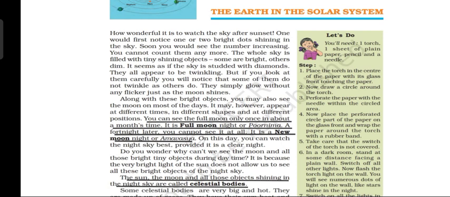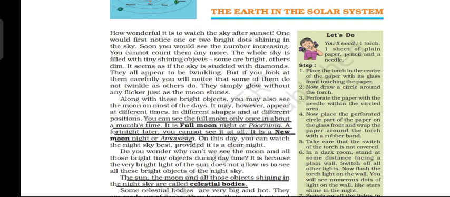So, children, now along with stars, we also see moon in the sky. But the moon is visible to us at different times, in different shapes, and at different positions. That means sometimes the moon can be seen early in the sky and sometimes it is late. The moon also changes its shapes and positions.